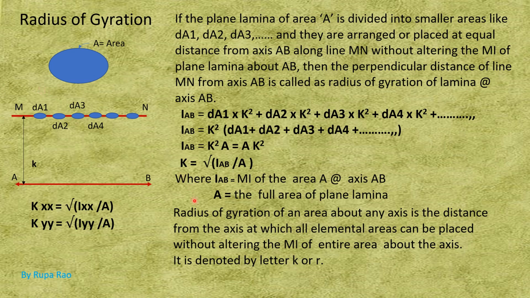The radius of gyration of an area about any axis is defined as the distance from the axis at which all elemental areas can be placed without altering the MI of the entire area about the axis. It is denoted by the letter k, small k or small r. And if I want kxx, it will be under root bracket open Ixx divided by A bracket close. If I want kyy, it will be equal to under root bracket open Iyy divided by A bracket close.